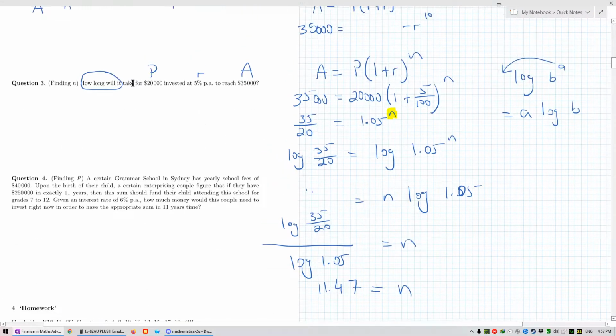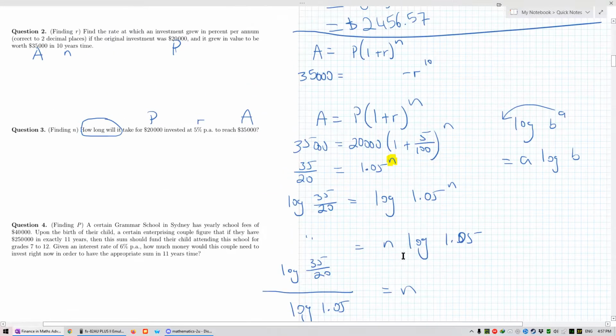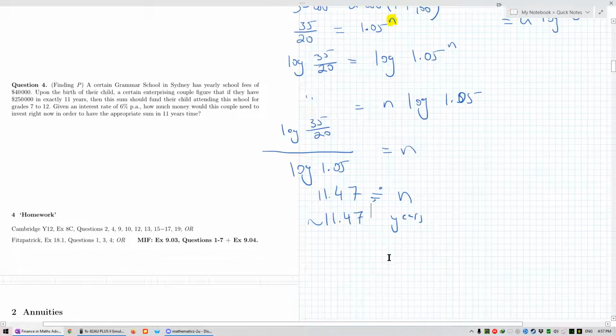So what was the question? How long will it take for $20,000? Blah blah blah. All right. So how long will it take, n? Now remember, we are working in years. So 11.47 years. I would accept that as an answer. 11.47 years roughly. And remember, we did estimate. I should have been a bit more careful actually in previous questions as well. Anytime you estimate, you must always write is approximately equal to. Don't write is equal to. That's incorrect. All right. Moving on.